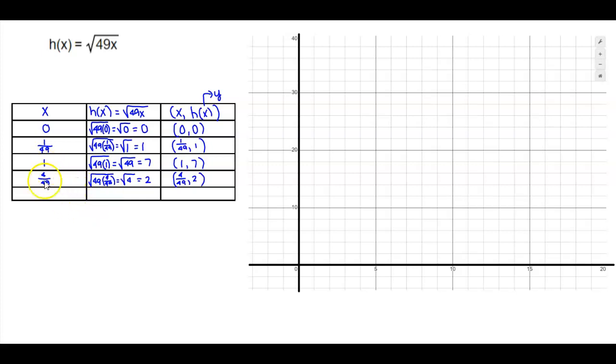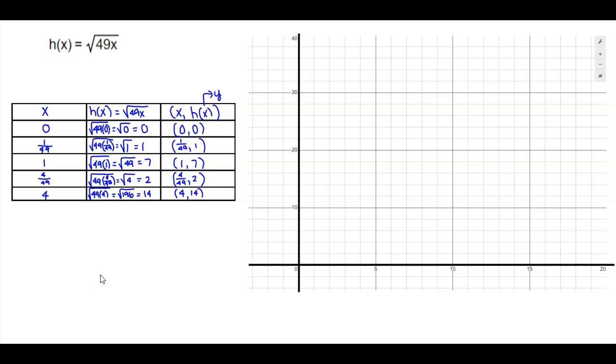Okay, and let's try the next perfect square after 1, which is 4. So 49 times 4 is going to give us the square root of 196. And what number do we have to square to get 196? Well, the answer is 14. So there are some ordered pairs that we can now plot for this graph.